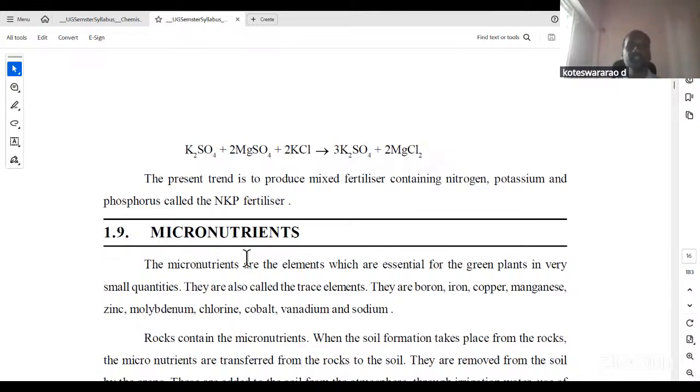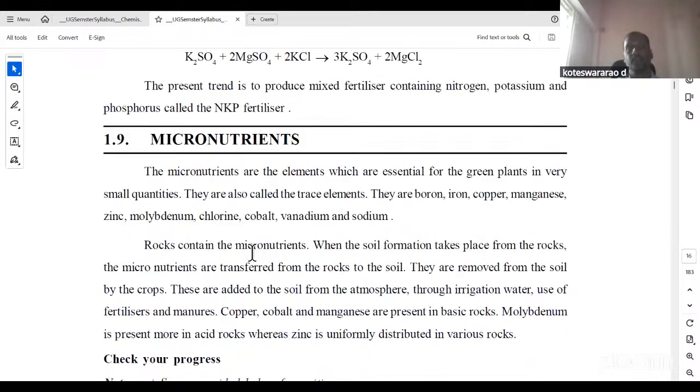The present trend is to produce mixed fertilizers containing nitrogen, potassium, and phosphorus, called NPK fertilizers. Now coming to the micronutrients. The micronutrients, which we know are used in smaller quantities, are called trace elements. These trace elements are boron, iron, copper, manganese, zinc, molybdenum, chlorine, cobalt, vanadium, and sodium. These are called micronutrients.